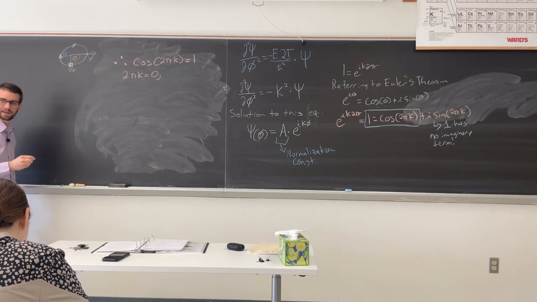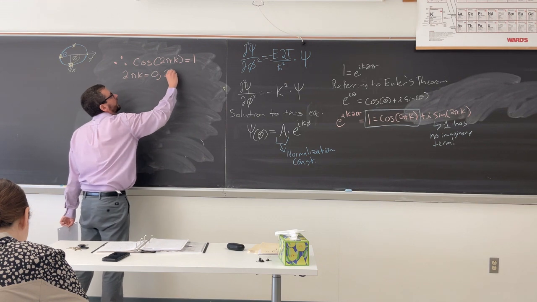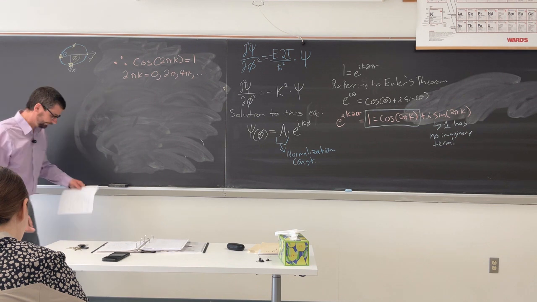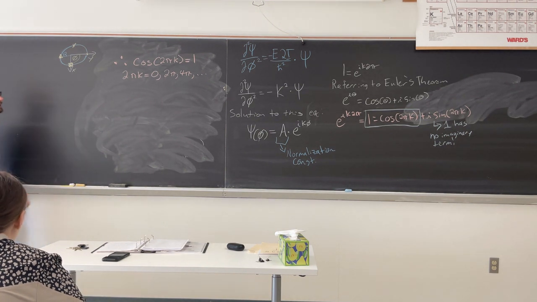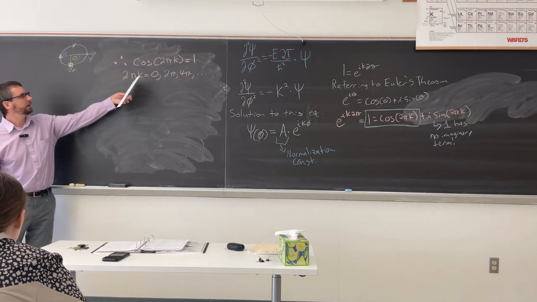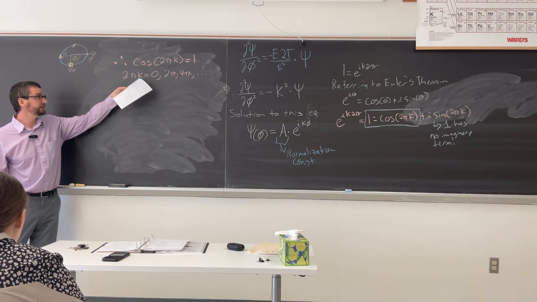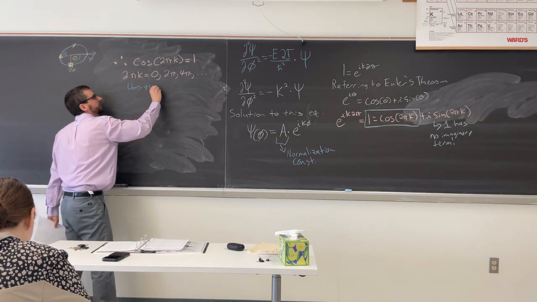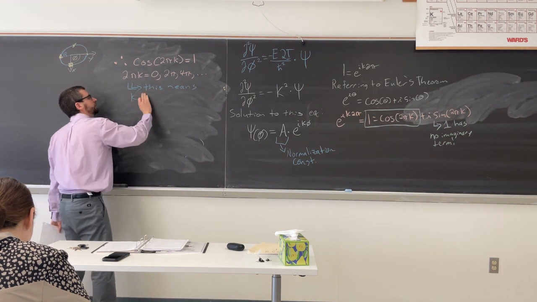What else did you say, Lily? Yeah. Okay. This gives us a hint that something has to be quantized in here. Where is the quantization hidden? It's hidden in K. So this means K must be quantized.